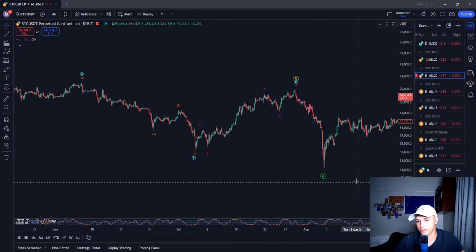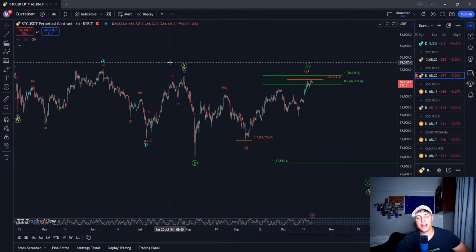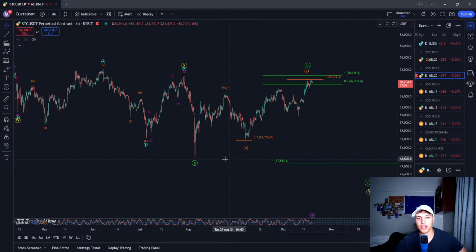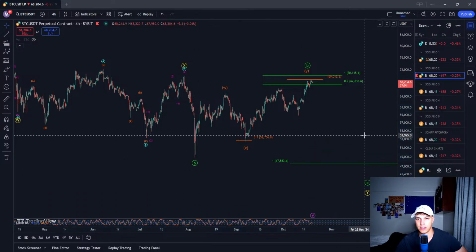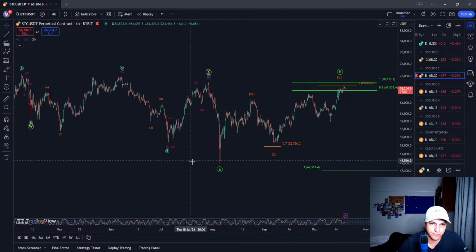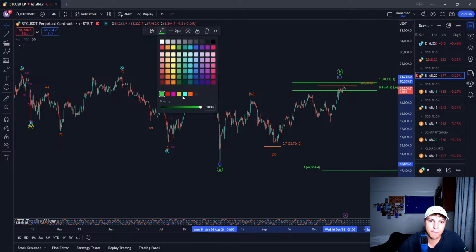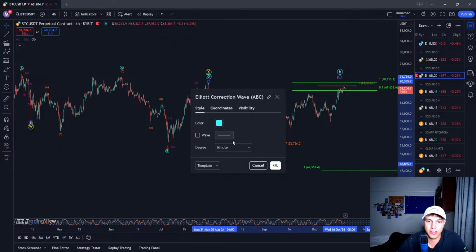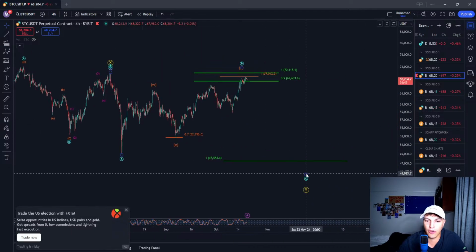Then, instead of this Y being complete over here, like the other scenario, we are still completing it here. And A, B, C on the chart. If I label this here, we're actually going to label this in blue as well, and we're going to put it the same as the others. And ABC down.